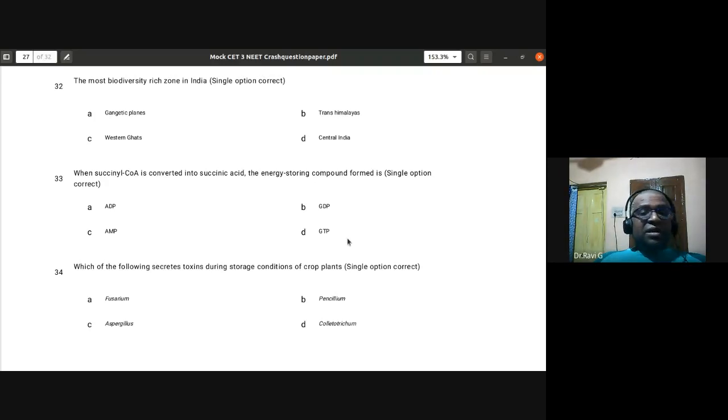You should remember that. So 34th, which of the following secretes toxins during storage conditions of crop plants? Is it fusarium, penicillium, aspergillus, or colletotrichum? Which secretes toxins during storage conditions of crop plants? For the 34th, the answer is aspergillus. So aspergillus is going to secrete the toxins during storage conditions of crop plants.